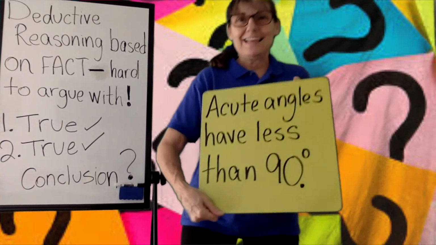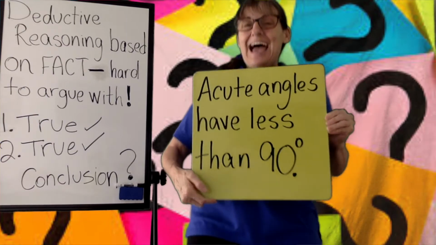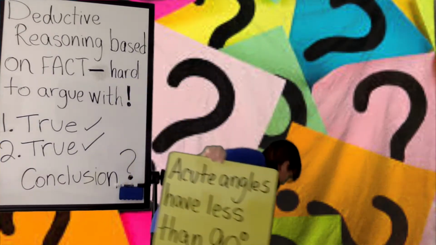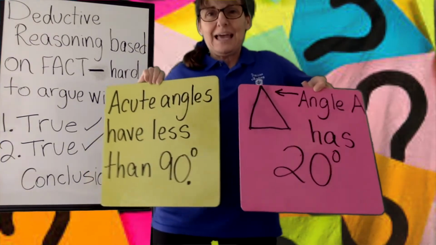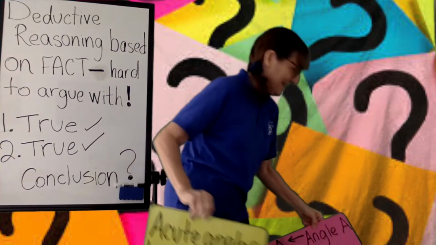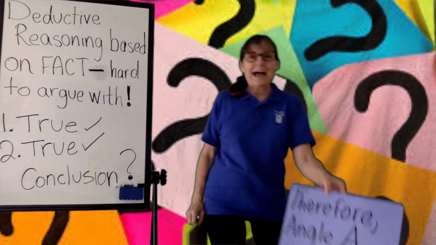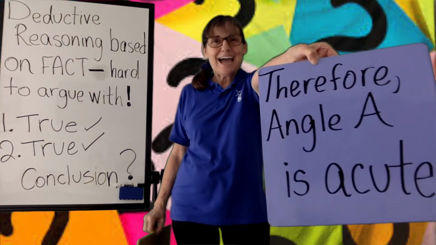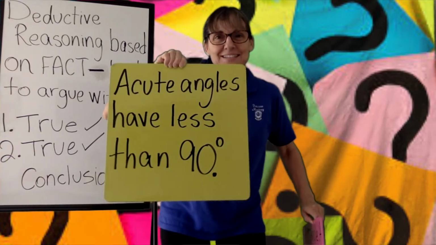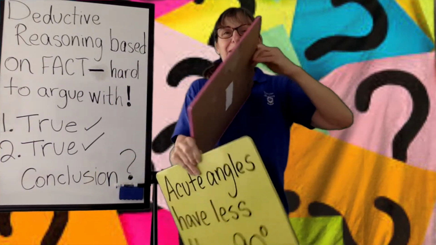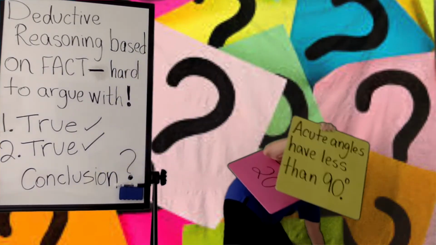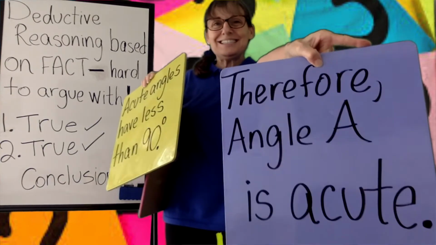Math. Acute angles have less than 90 degrees. True statement. Another true statement. Angle A has 20 degrees. Therefore, angle A is acute. Again, this plus this, two true statements, lead to this conclusion.